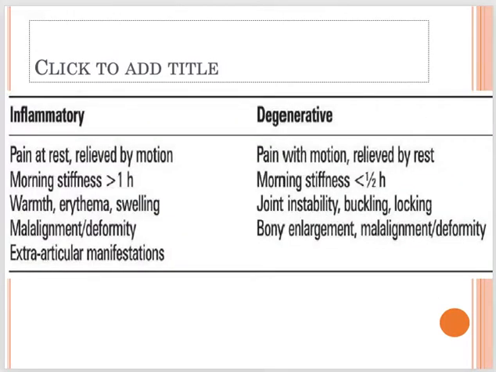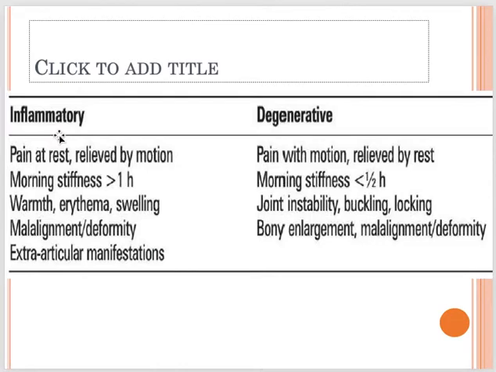A few of the differences clinically are like this: inflammatory conditions give pain at rest, whereas degenerative conditions give pain with motion. Inflammatory pains are relieved by motion, whereas degenerative pains are relieved by rest. That's the reason anyone who has inflammatory pains has pain early in the morning. Pain at rest. When they rest all night, in the morning they have morning stiffness, whereas degenerative conditions have either no morning stiffness or less than half an hour.